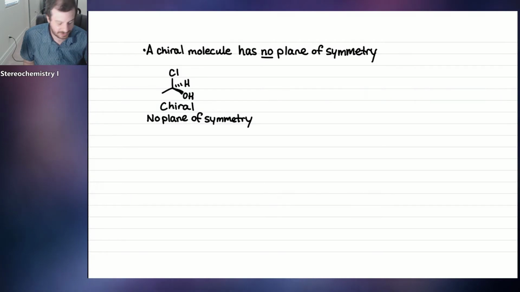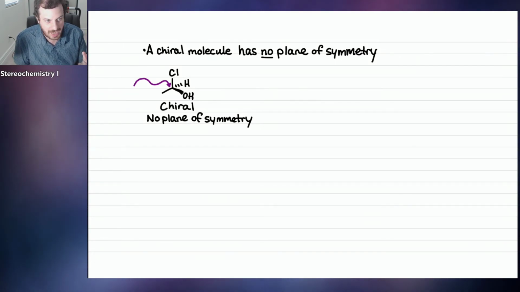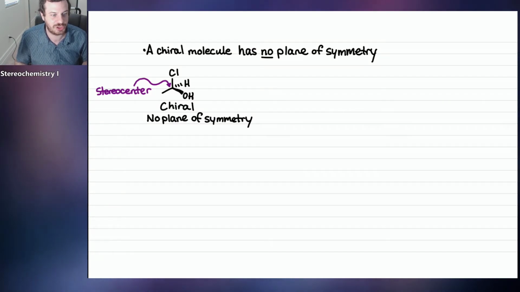And sometimes the carbon in the middle, or the atom in the middle, that all of this non-symmetry is occurring around, is called the stereocenter. Or sometimes called the stereogenic center. It is the point inside the molecule that's central, where all of this asymmetry is occurring around. That is called the stereocenter.